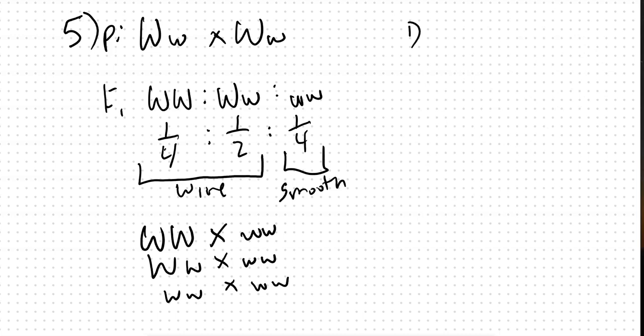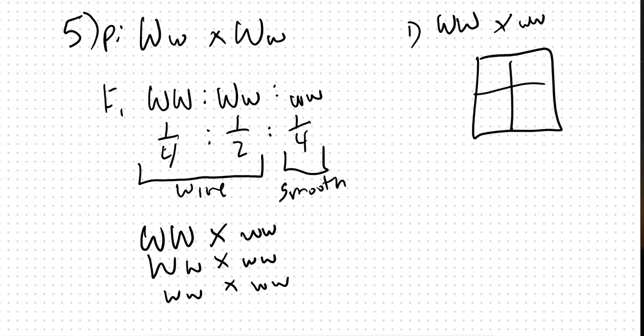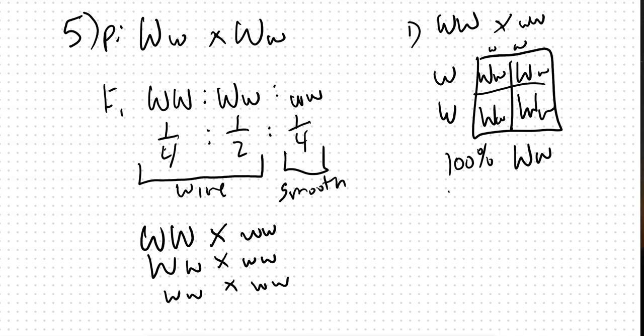So cross number one, homozygous dominant by homozygous recessive, do the Punnett square. So 100% of these for part one, the genotype is going to be big W, little w, and 100% of these, or 4 out of 4, are going to be wire hair because they're heterozygotes. Okay, so that's the first part.